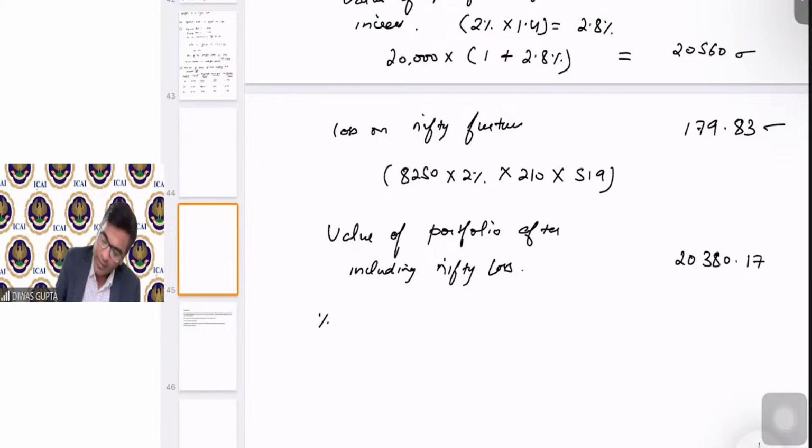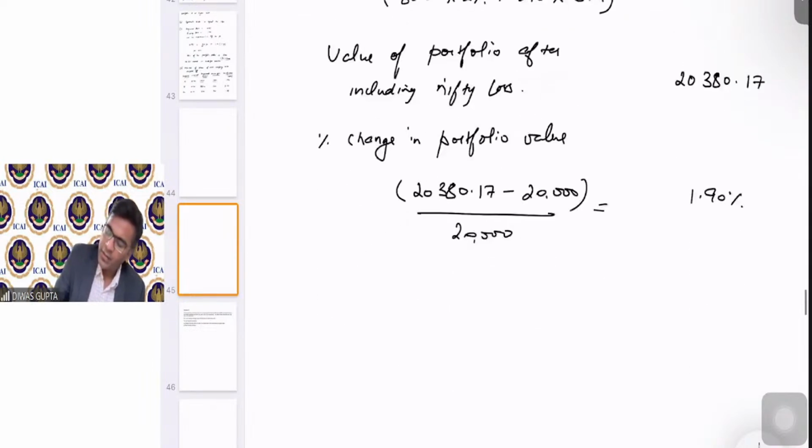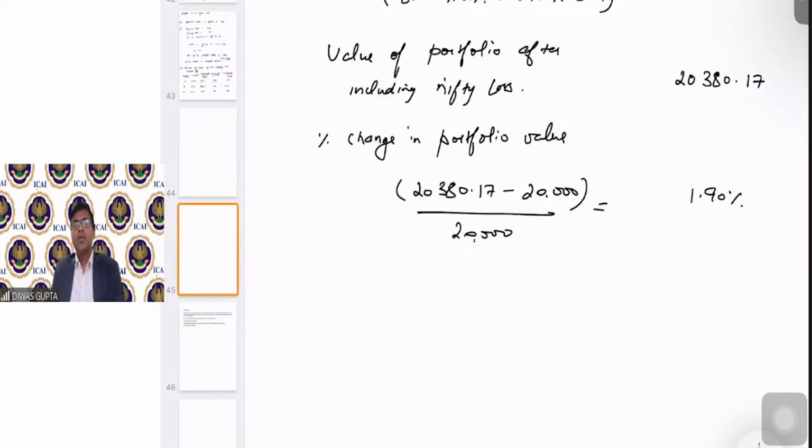Can we calculate what is the percentage change in portfolio value? 20,380.17 minus 20,000 divided by 20,000 is equal to 1.90 percentage. Correct? So we are saying that after including the loss of Nifty, we are at 1.9 percentage, despite the fact that the market has gone up by 2%.